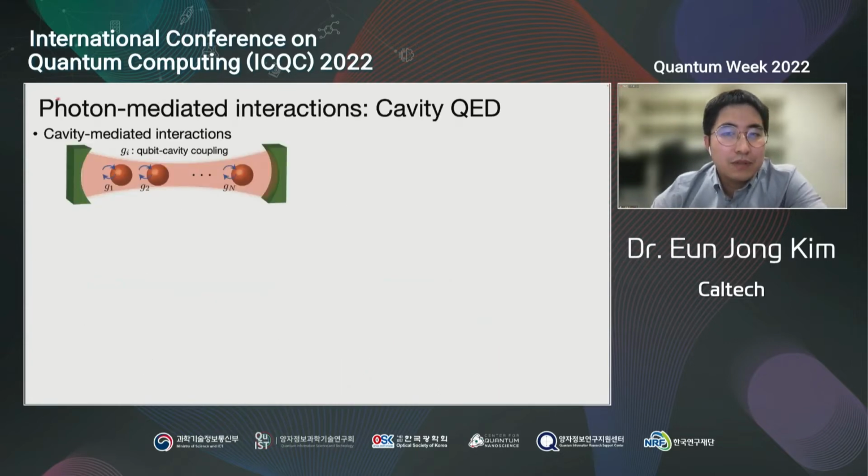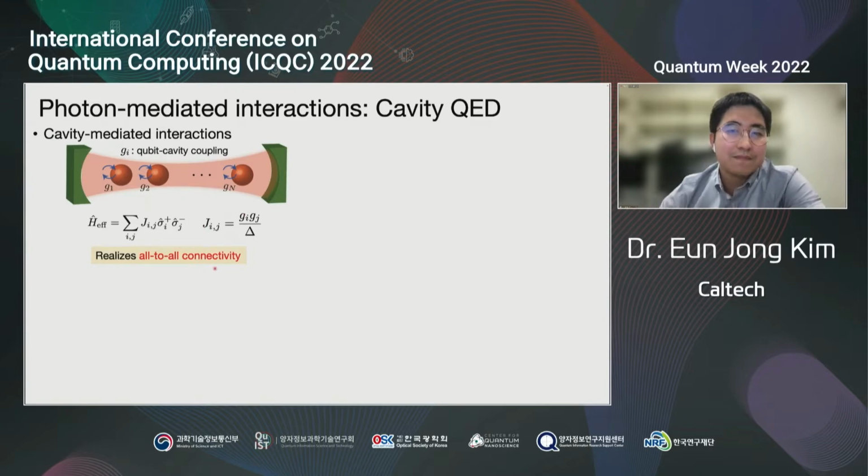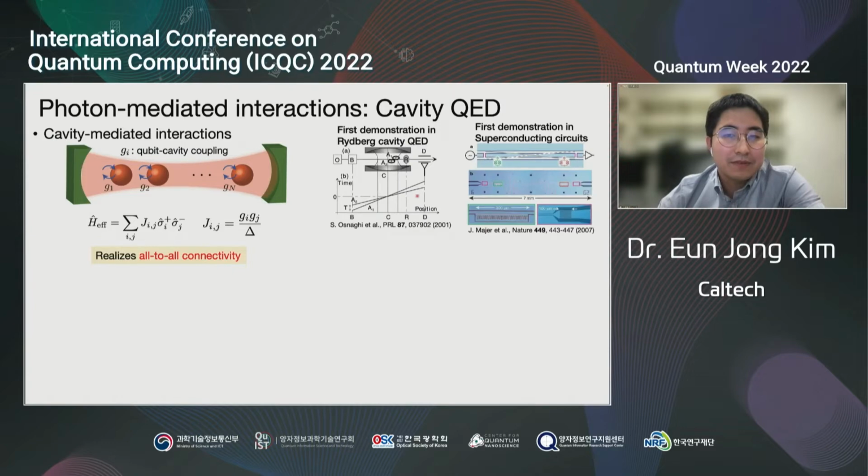So the most well-known scenario is the utilization of cavity quantum electrodynamics, where qubits are coupled to a common cavity at a coupling strength g_i. And in this case, the effective Hamiltonian is given by this coherent interaction J_ij between all possible pairs of qubits, realizing all-to-all connectivity. And this type of interaction was first demonstrated in Rydberg cavity QED, followed by the first demonstration in superconducting circuits back in 2007.